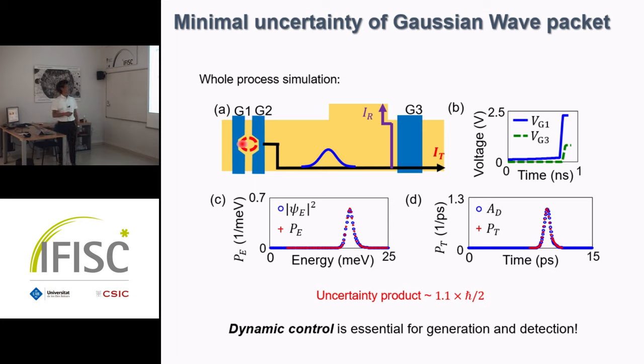So in our proposal, we demonstrated the whole process, from the generation of the Gaussian wave packet to the detection, using a time-dependent Schrödinger equation solver. And we demonstrated that the measured energy and time distributions correspond to the original distributions. The product of these uncertainty values was almost close to ħ over 2, with some error. The error just originated from the finite pumping speed, which is limited by experimental conditions. But I think this error is small enough because experimentalists have never measured anything close to this value.